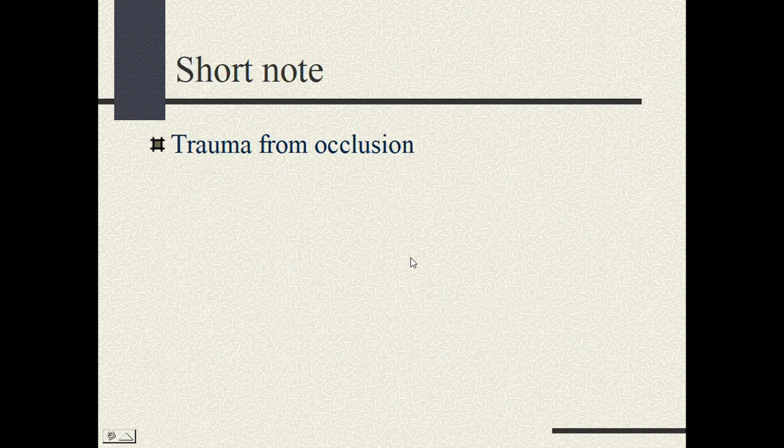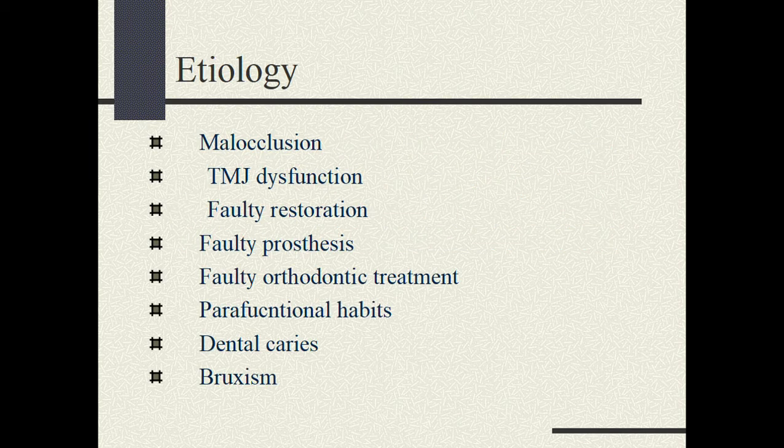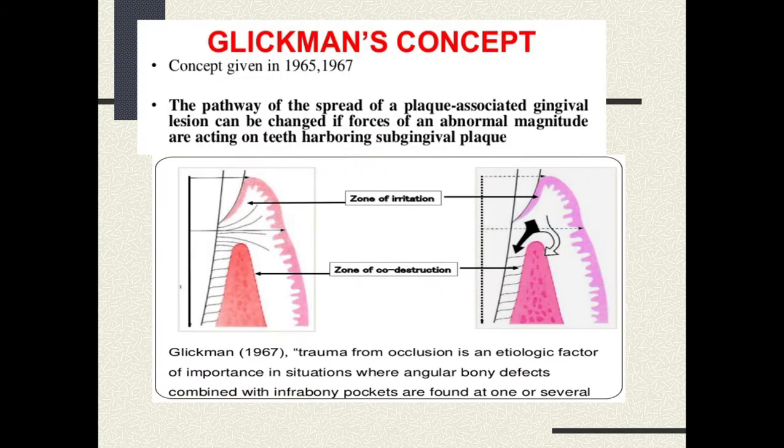Coming on to the short note of trauma from occlusion. Definition: when occlusal force exceeds the adaptive capacity of tissue, tissue injury results, and the resultant injury is known as trauma from occlusion. Etiology: malocclusion, temporomandibular joint dysfunction, faulty restoration, faulty prosthesis, faulty orthodontic treatment, parafunctional habits, dental caries, and bruxism.